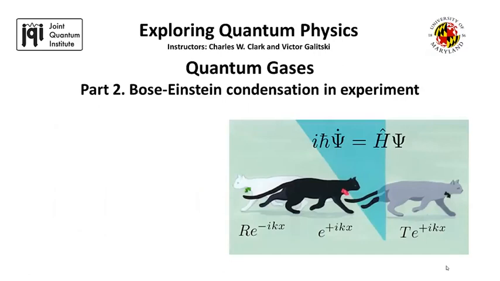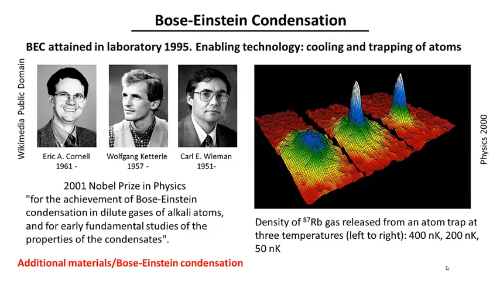70 years after Einstein first proposed Bose-Einstein condensation in an ideal gas, it was finally observed quite decisively in experiments, and that led to a real revolution in atomic and condensed matter physics.